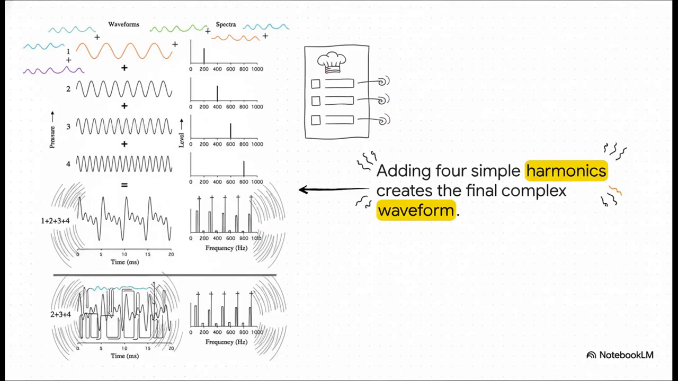And this image just illustrates it perfectly. Look, you can see the 4 simple ingredients at the top, and when you mix them all together, boom, you get the final complex wave down at the bottom. That graph on the right, the spectrum, that's basically the recipe card. It tells you exactly which harmonics you used and how much of each one is in the final mix.